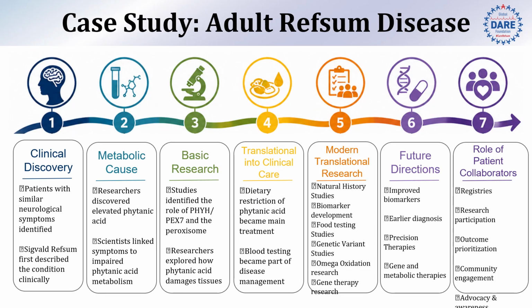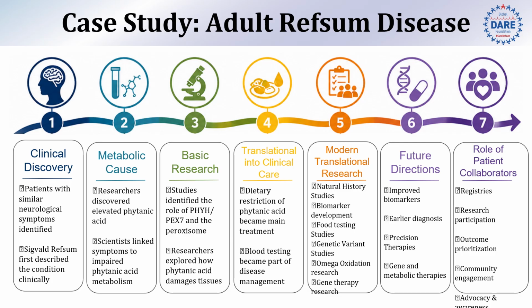Adult refsum disease is a great example of how translational research evolves over time. For adult refsum disease, it began with the clinical discovery of patients experiencing similar symptoms, particularly neurological symptoms, which led to the first description of the adult refsum condition.